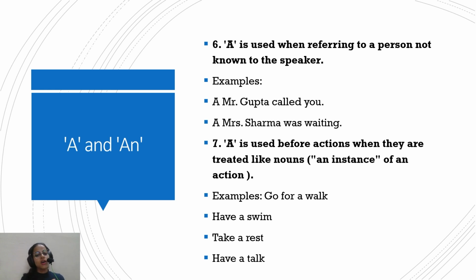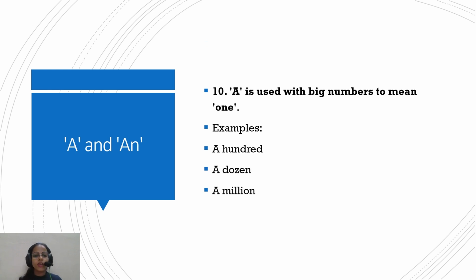And in such cases where only one instance of that action is happening, or when that action is almost treated like a noun, then we use the article a or an. Okay? So go for a walk, have a swim, take a rest, have a talk, all these. When used with big numbers, it is used to refer to the number one. So a hundred would mean 100, a dozen would mean 1 dozen, a million would mean 1 million. Okay, so when used with big numbers, it is used to mean one.